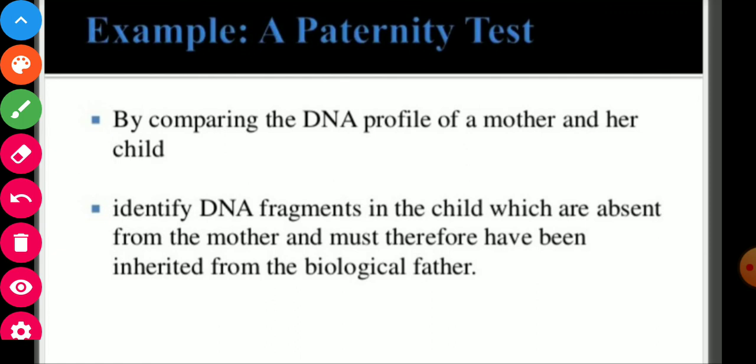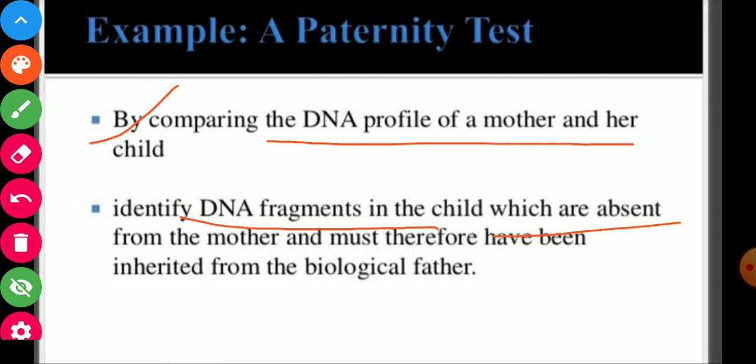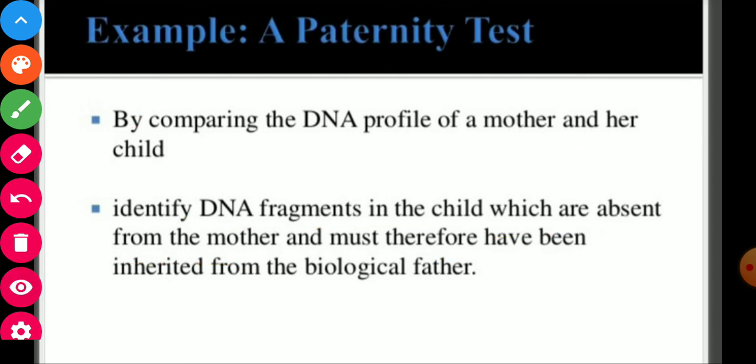Now, a paternity test: by comparing the DNA profile of a mother and a child, we identify DNA fragments in the child which are absent from the mother. These must therefore have been inherited from the biological father. So DNA fragments are transferred from both mother and father, and the pattern of the DNA can predict the paternity of the child.